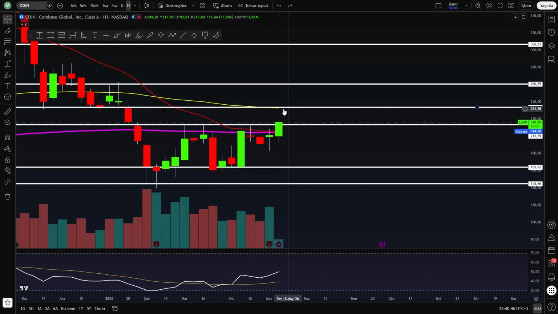Will these prices happen? Will these analyses come true? I think that if the stock price makes a Friday closing price above 233, it will carry us upwards again up to 350, 385.